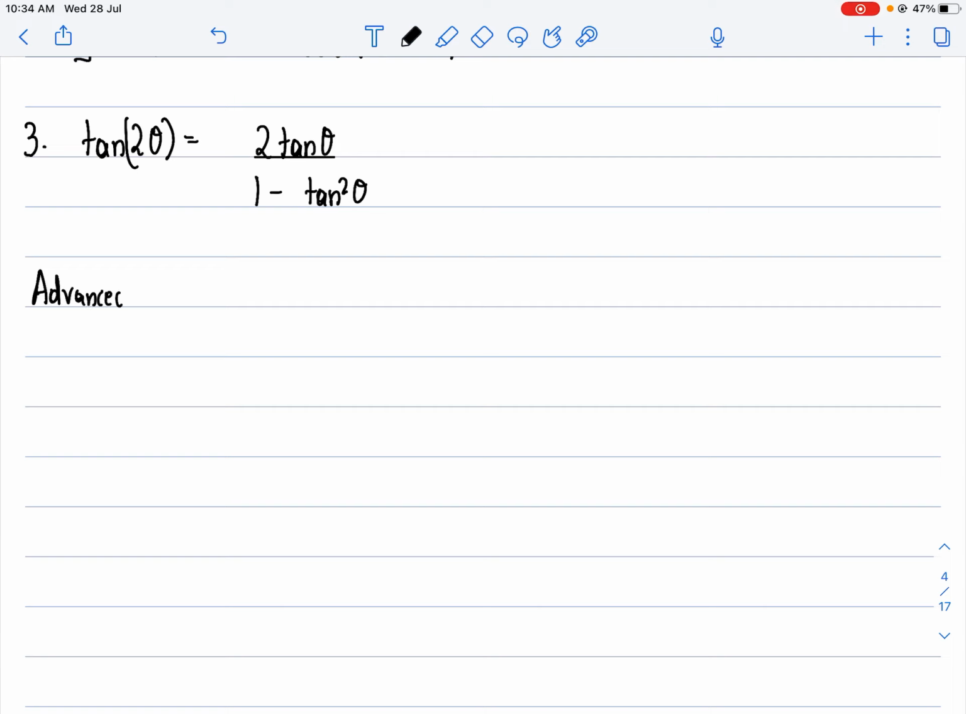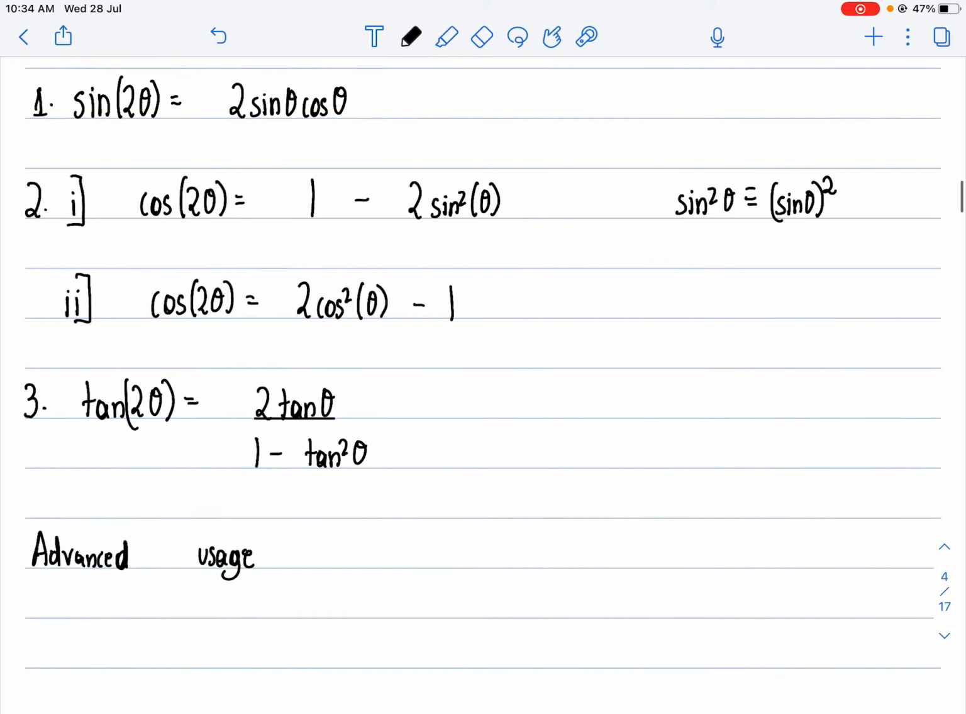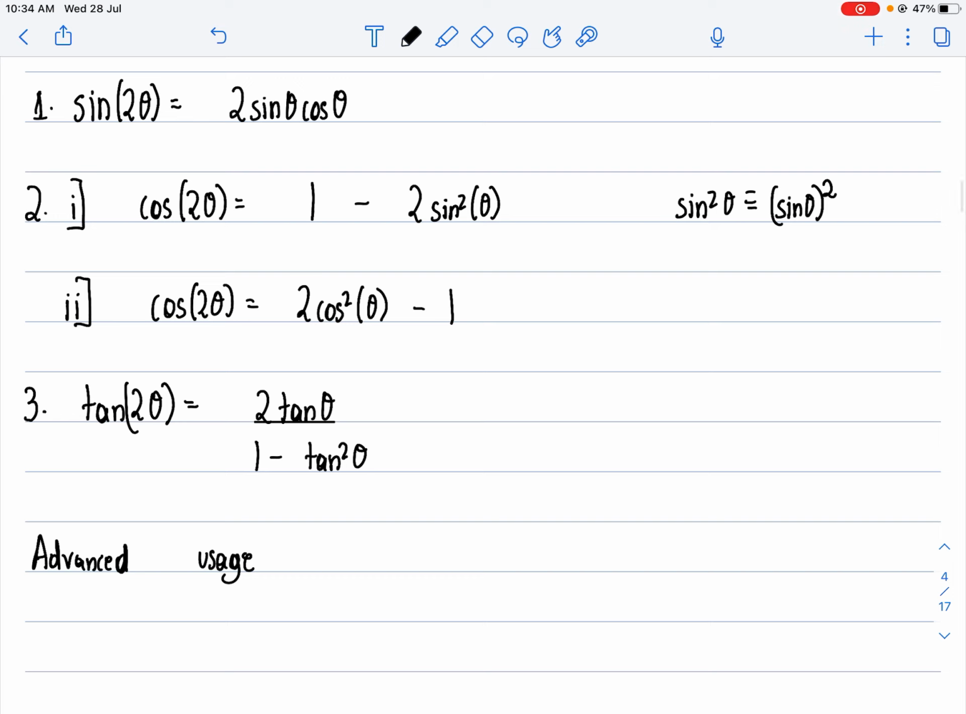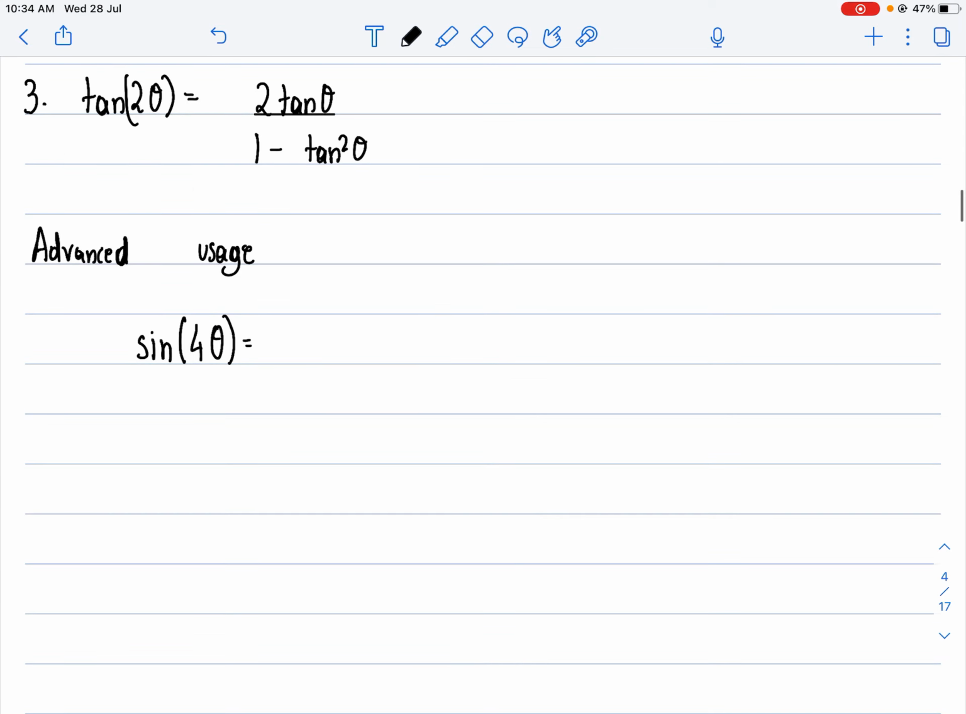The advanced usage is nothing, it's basic conversion. I know that sine 2 theta is 2 sine theta cos theta. What if I give you something like sine 4 theta? Then my formula becomes 2 sine 2 theta into cos 2 theta, correct? You need to understand this conversion.